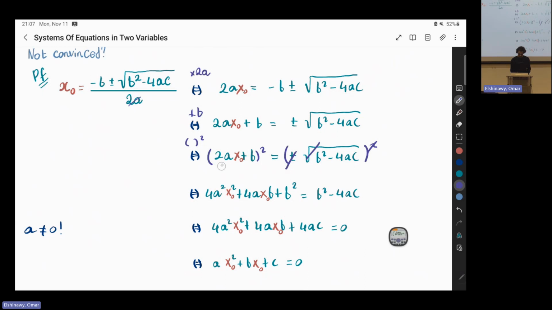Now I can expand this. So I would get this thing squared plus this thing squared. That's here and that's there. Then twice of the first term and second term.